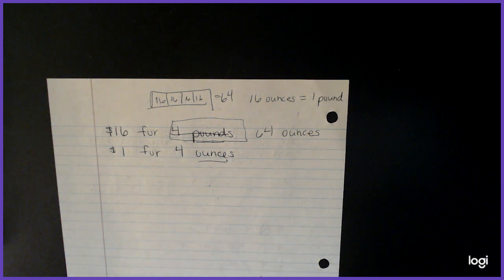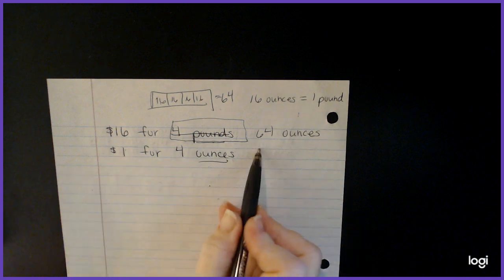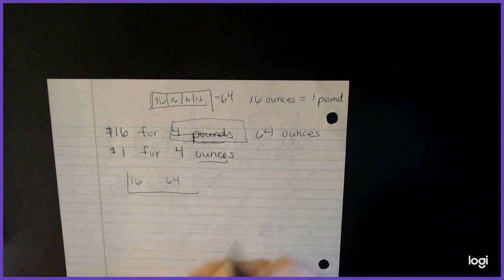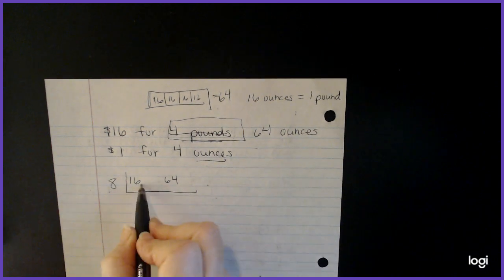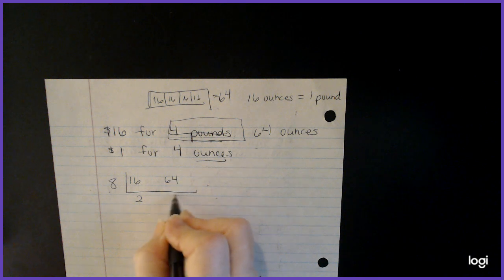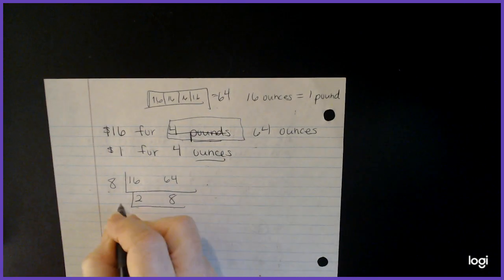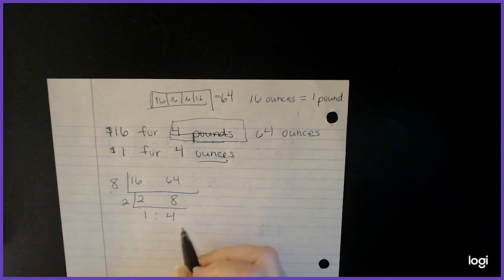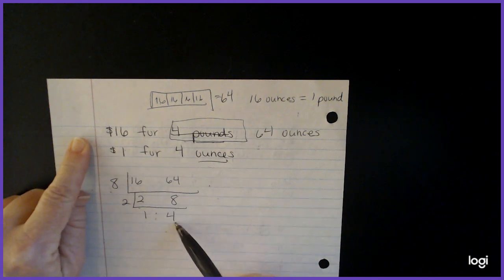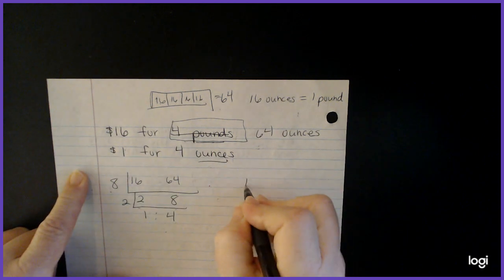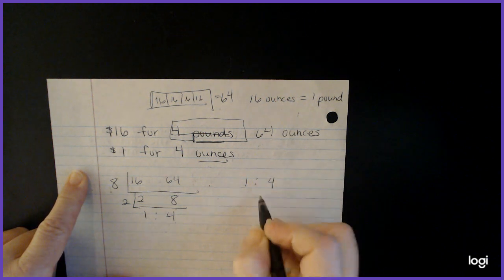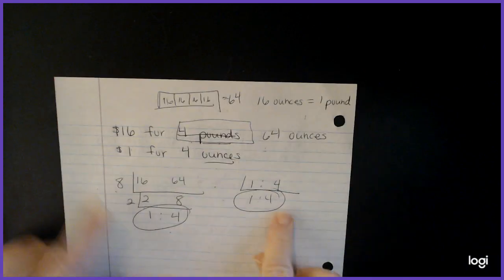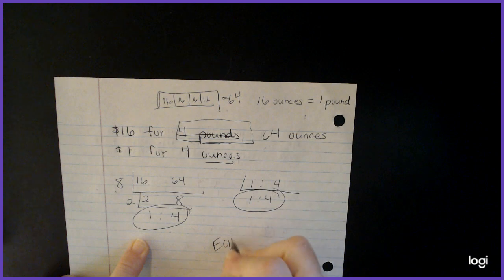So on your marker board, you need to have equivalent or not equivalent. My first one here is 16 to 64. If I simplify that, I know that 8 goes into both of these. 8 goes into 16 twice. 8 goes into 64 8 times. Oh, I can keep going here. 2 goes into 2 once. 2 goes into 8 4 times. So it reduces to a unit rate of 1 to 4. This is $1 for 4 ounces. Well, that's already simplified to 1 to 4. And if you notice, these are equivalent.